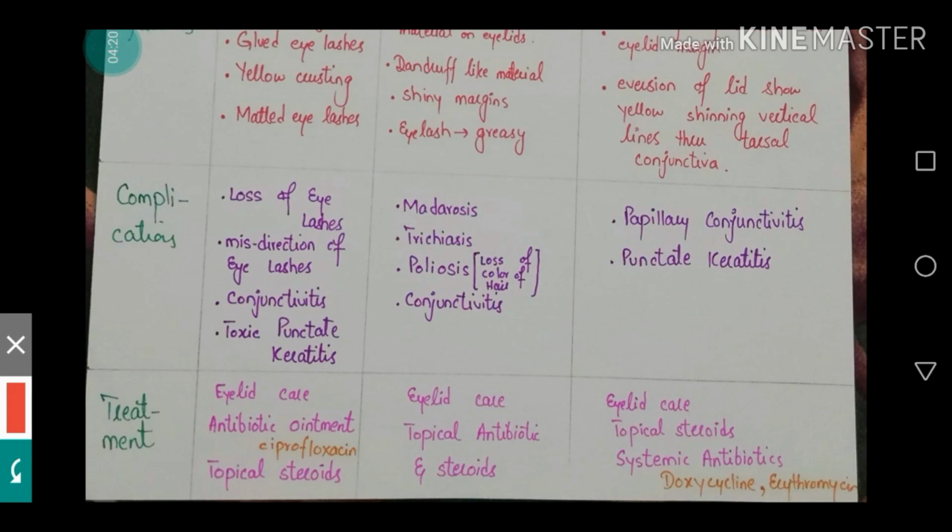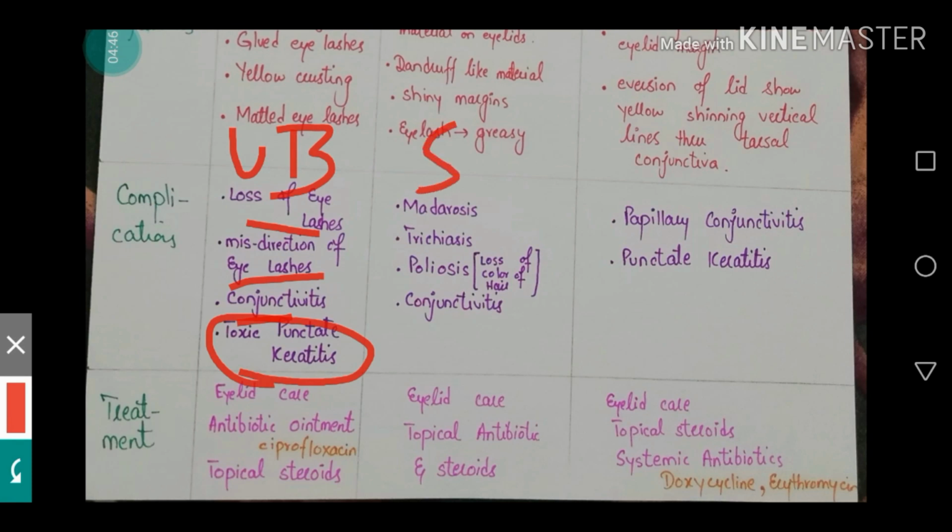Now let us talk about what complications ulcerative blepharitis will cause. Now it can cause loss of the eyelashes, misdirection of eyelashes, conjunctivitis, and toxic punctate keratitis. I will talk about these in their respective chapters. This was ulcerative blepharitis. Now let us talk about squamous blepharitis.